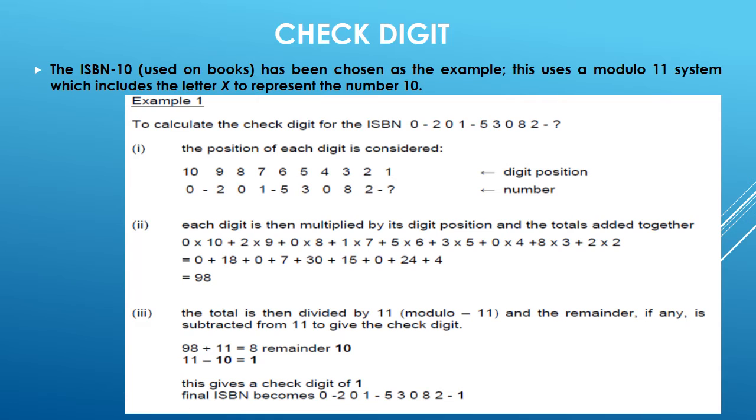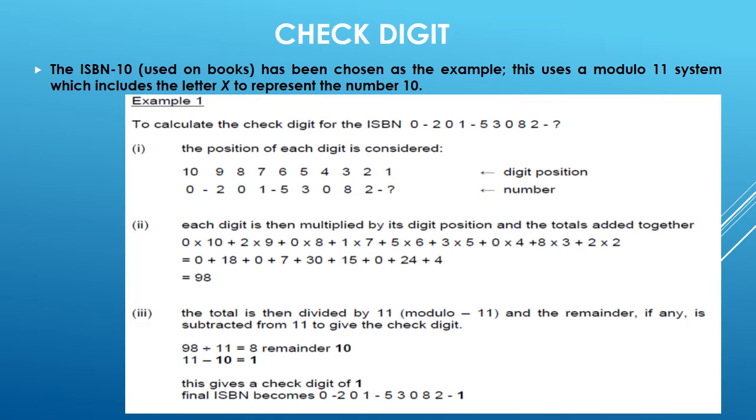The total is then divided by 11 because we are using the Modulus 11 technique, and the remainder, if there is any remainder, is subtracted from 11 to give the check digit. We had the answer 98. We divide 98 by 11, and 8 is the quotient and the remainder is 10. Now we will subtract this remainder 10 from the value 11. 11 minus 10 is equal to 1. This gives the check digit of 1.